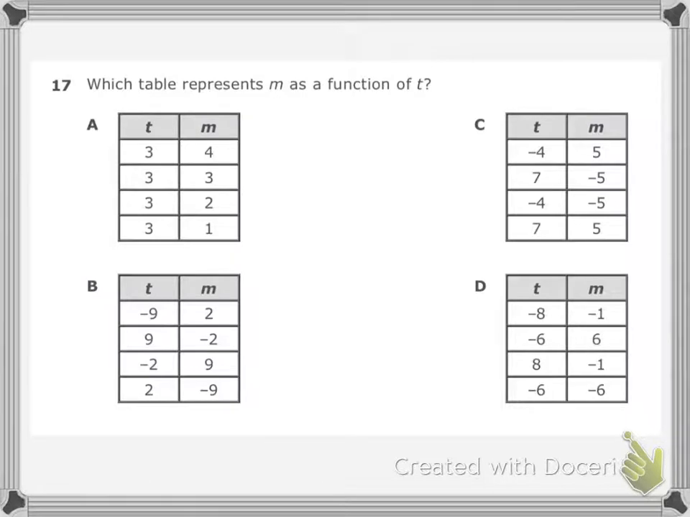17, which table represents M as a function of T? You'll also see it as Y as a function of X. Don't get too caught up on this. If it just says function, you're looking for a function. The letters before and after are basically telling you your output and your input variables. So it would tell you the output variable first and your input variable second.